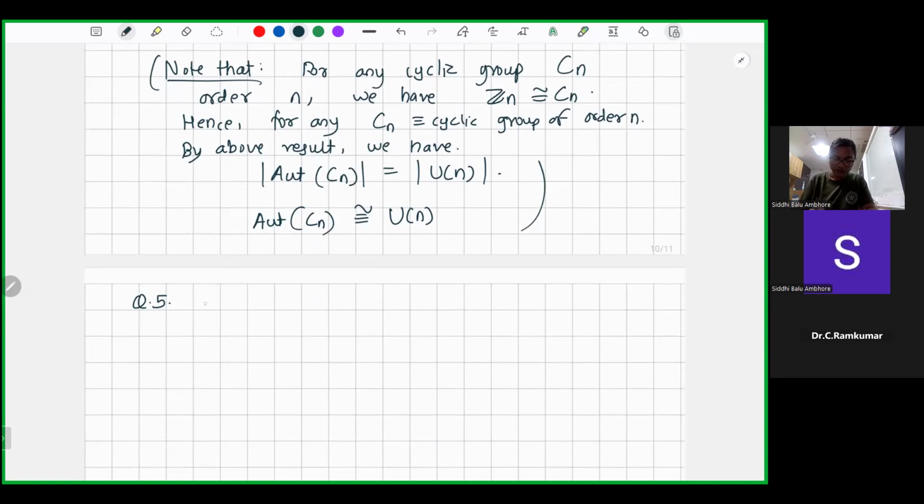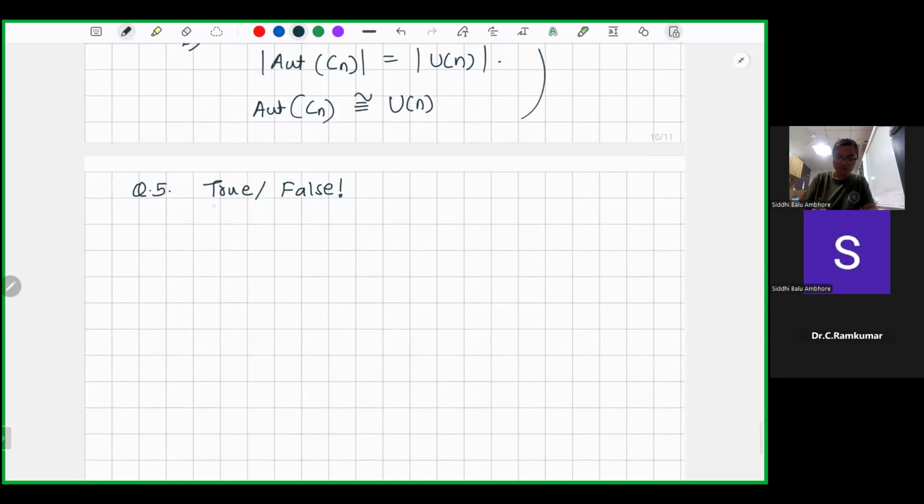So this is the question. We have to check whether it is true or false: any group of order 15 is cyclic. Okay, this is the question that is asked, and let us try to prove this, true or false.